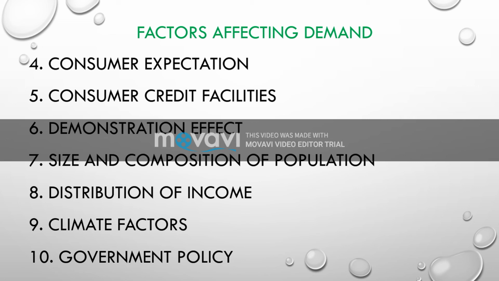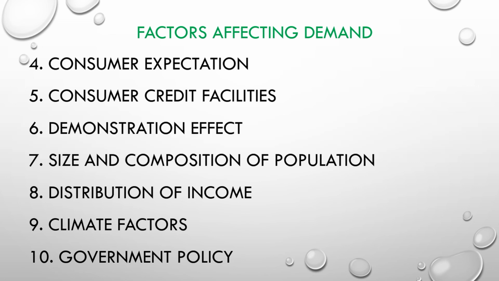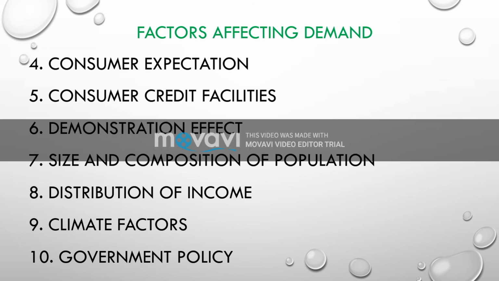Next factor is the climate factor. Demand for different goods depends on the climate factor because different goods are needed for different climates. For example, the demand of ice, fans, ACs will increase in summer, but in winters the demand of heaters, woolen clothes increases. So the demand of certain goods will purely depend on the climatic factor.